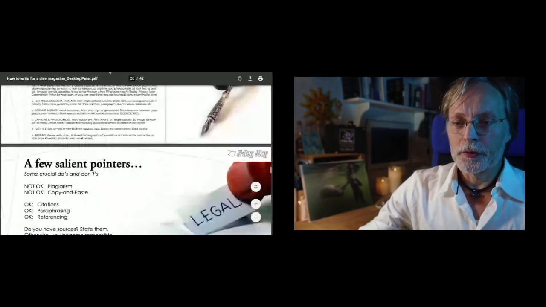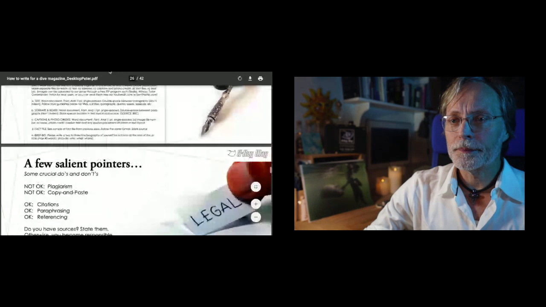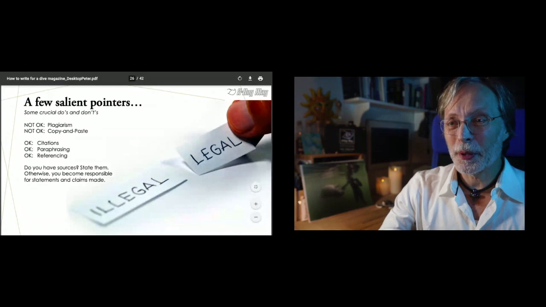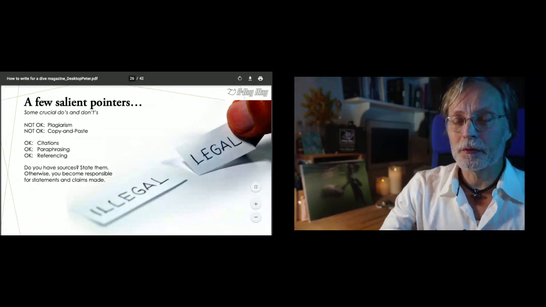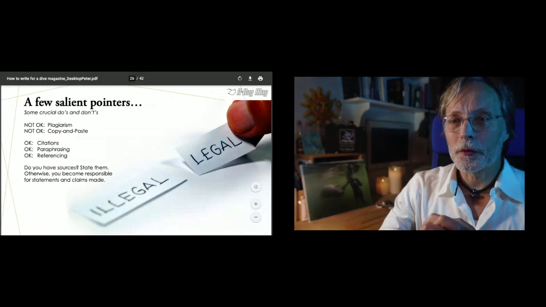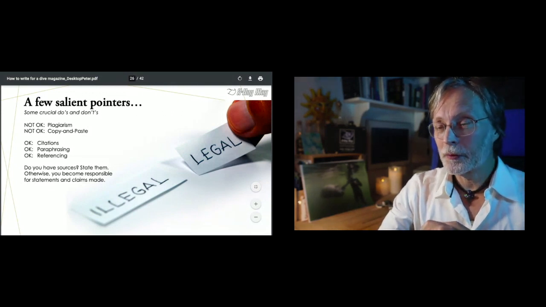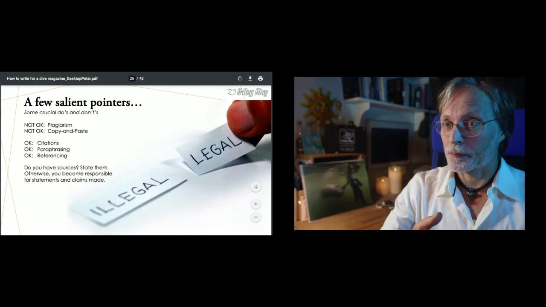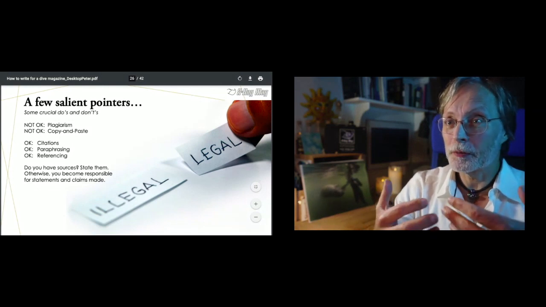A few salient pointers, though. An issue that we encounter frequently. Some crucial do's and don'ts include plagiarism and copy-pasting versus citations, paraphrasing, and references. The first ones, plagiarism and copy-pasting, are big no-nos. And you will find there are various software out there that do the job. Other newspapers and universities use them, and we employ them too. That is to protect us.